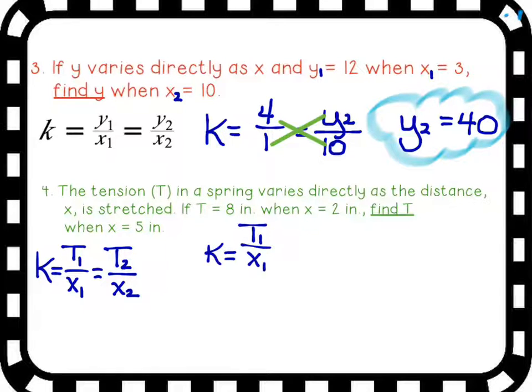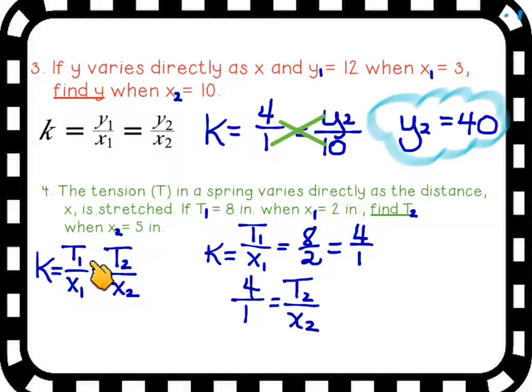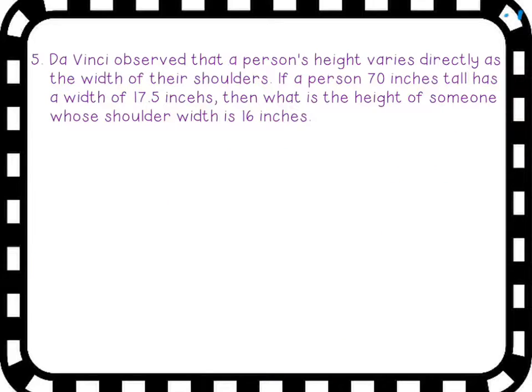So we're going to plug in our numbers, and those are our first t and x values. And again, 8 divided by 2 can be changed to a 4 over 1. And then I'm going to set that equal to the second t and x values. Again, the only thing I have to be careful about is making sure that I put the t's in the same location and the x's in the same location. Now I can do cross products. And I get t equals 20 inches. And that would be our answer.